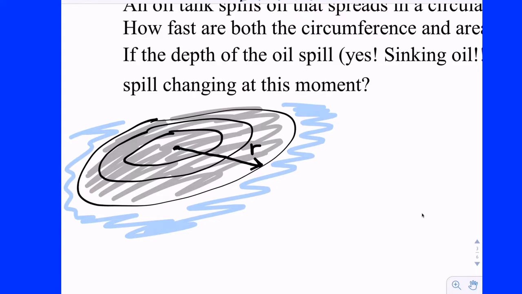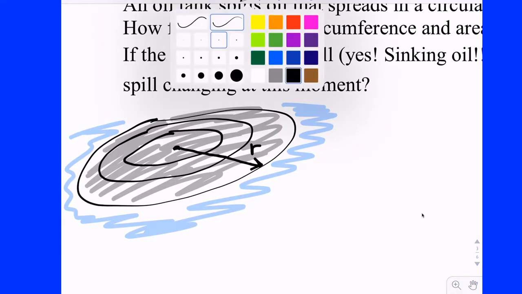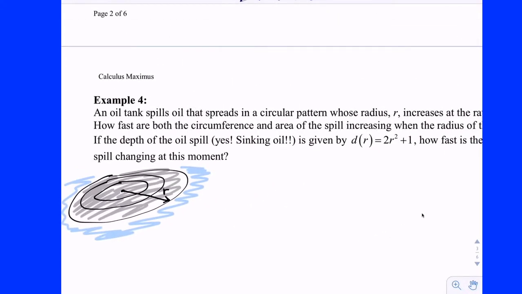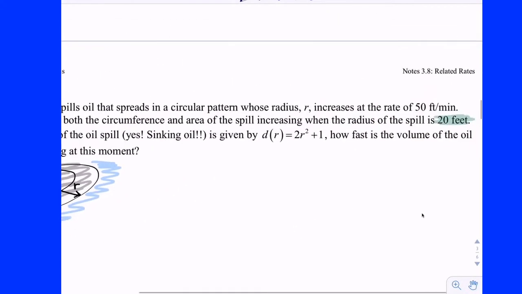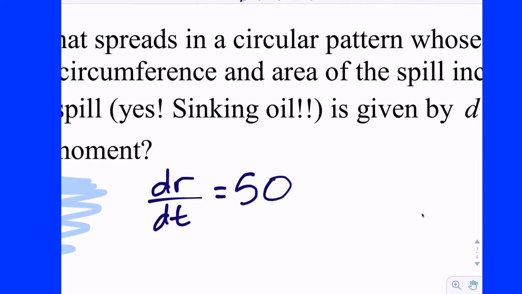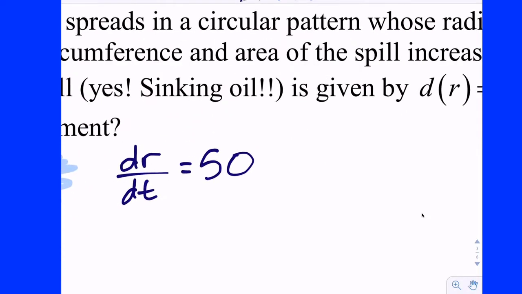So the radius is really the only dimension that we need when we're talking about a circle, right? It gives us the diameter, the area, the circumference. So we've labeled that R as they told us to. Okay, now it's time to label the rate. It says the radius increases at a rate of 50 feet per minute. So that would be dr/dt, yes? And it's increasing by 50. If you want to put the units there, feet per minute.